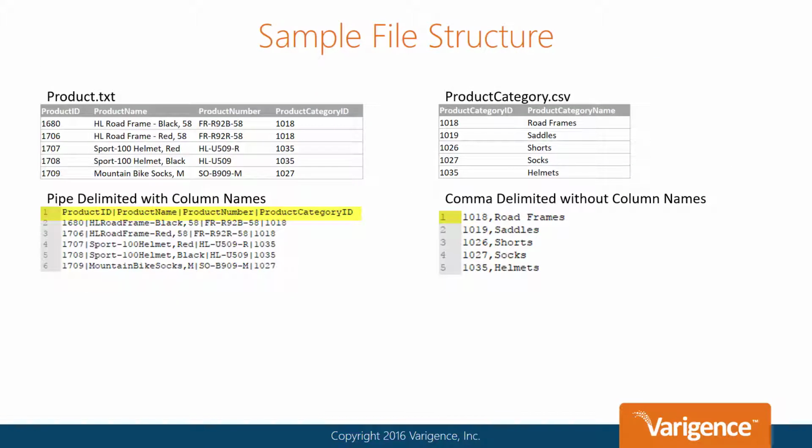So let's have a look at the sample file structure here. I've created two dummy files from the AdventureWorks LT database. The one on the left hand side is just a product.txt file. What I've done there is I've pipe delimited it and I have included the column names in the first row. The second file there is the product category file. And again, I've made it comma delimited and I've excluded the column headings, so to speak, just so I have two different sample files.